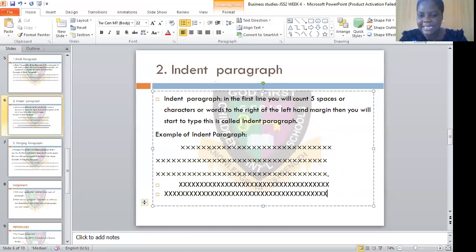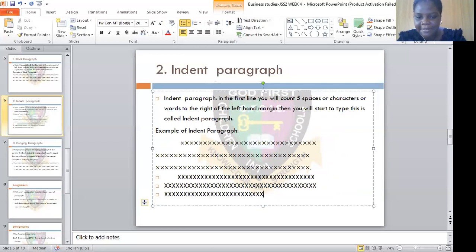Are you seeing it? Are you getting what I'm teaching you? That is, you press enter again to type another paragraph. And this is what we call indent paragraphs. Did you understand me? Very good.